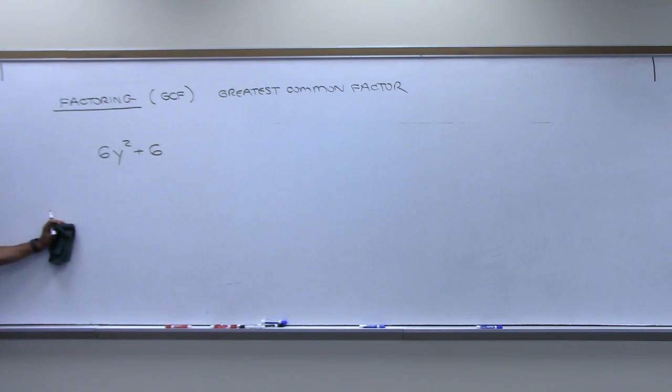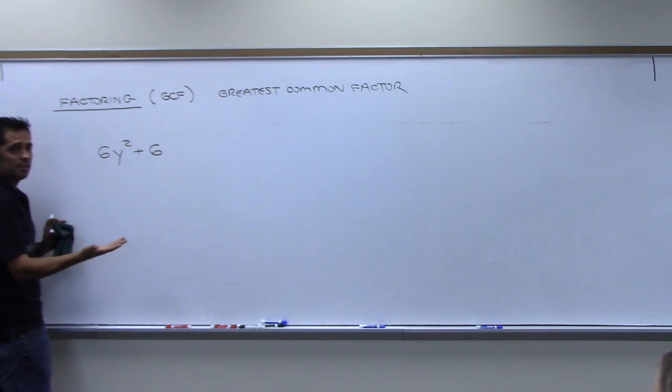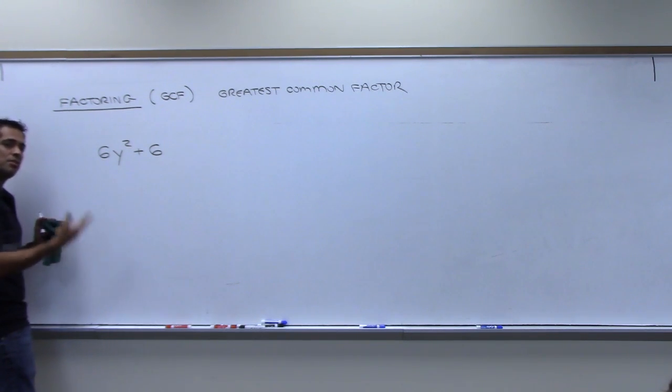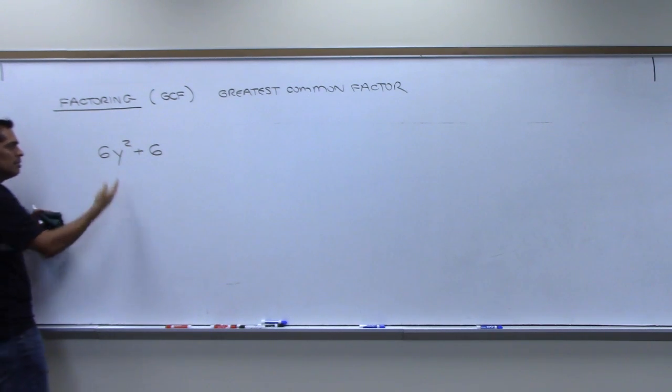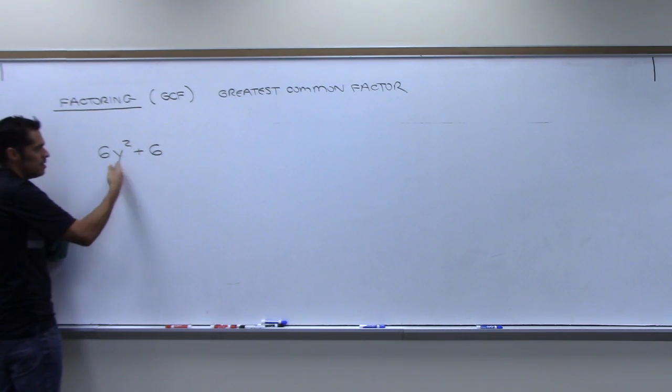So I start by looking at numbers. What numbers do they have in common? Well, they both have a 6, right? Now I start looking at letters, variables. Do they have any variables in common? No, this has a y squared.